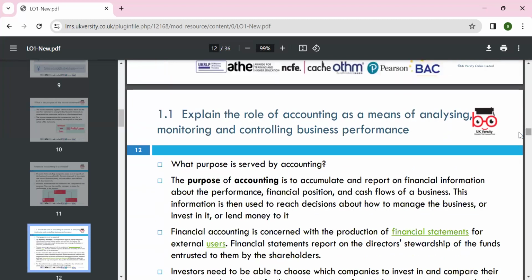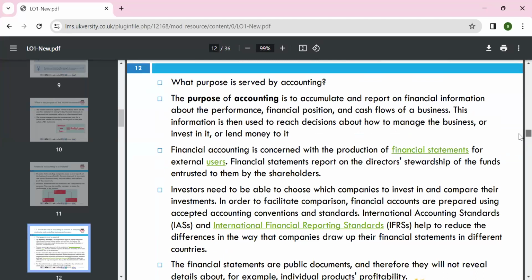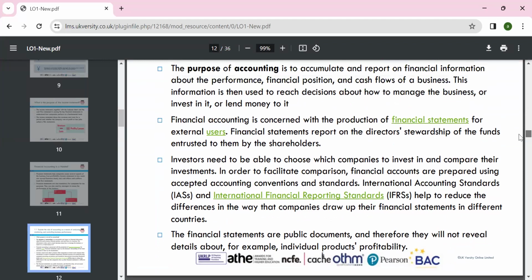So then we have assessment criteria 1.1, because our assignment task will be divided accordingly when we do the assignment discussion in last lesson. Explain the role of accounting, which means analyzing, monitoring, and controlling of the business performance. So we can look at the purpose of accounting, which is to communicate reports and financial information, financial position and cash flows, and manage the finances. Financial accounting is concerned with the production of the financial statement. The users of financial statements, the directors, are the stewards. They should work in the best interest of the shareholders in a public limited company, because they're not investors, so there are no conflicting interests.